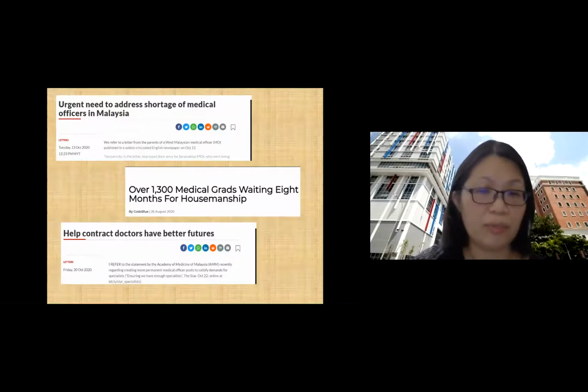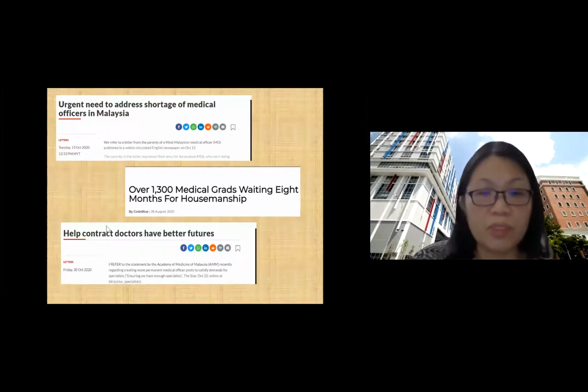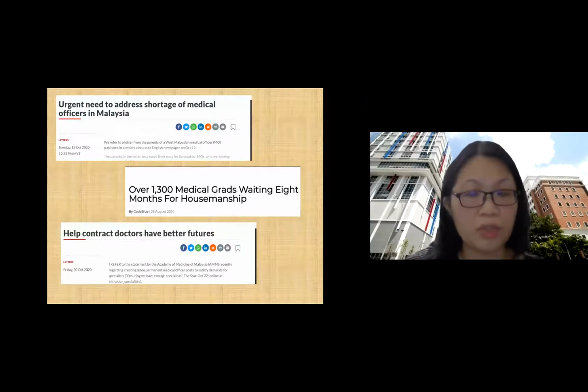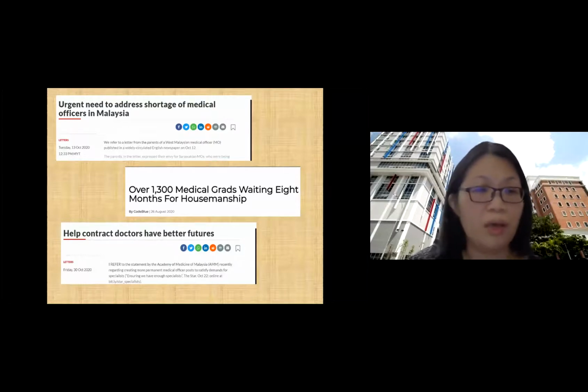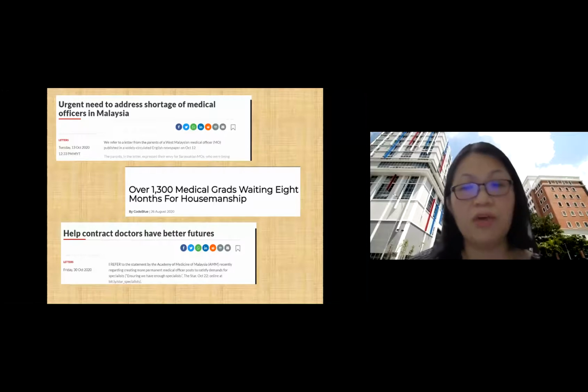There are also some voices asking to help contract doctors have a better future, because at the moment, HO are being issued a contract. After their 2 years, their future is quite uncertain. Several groups of medical professionals asked the Malaysian government to consider how to encourage young medical doctors and boost their trust, so that they can have a better career choice in future.